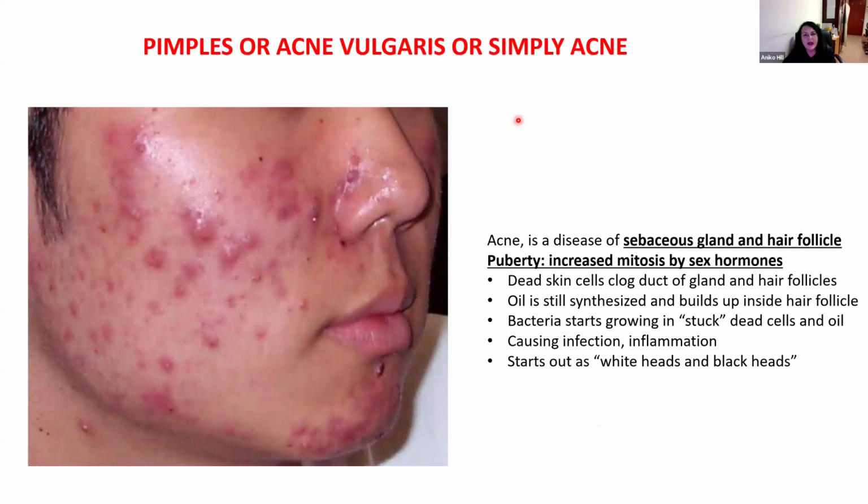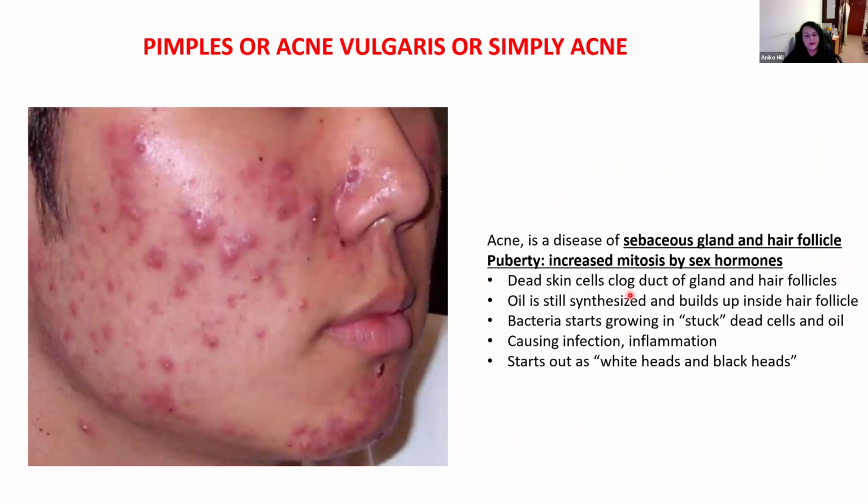Pimples or acne vulgaris or simple acne. So how does this develop? I think we all suffered from this at one point. A disease of the sebaceous gland and the hair follicle. So remember, it starts at puberty when these guys wake up. And as the sex hormones appear, increased mitosis occurs. So lots of mitosis occurs. Therefore, lots of dead skin cells will start clogging the duct of the gland and the hair follicle.